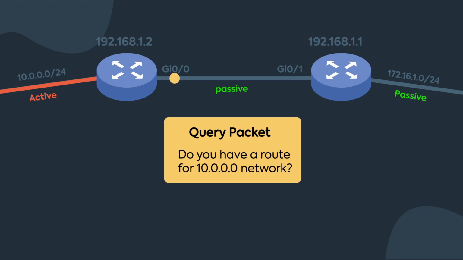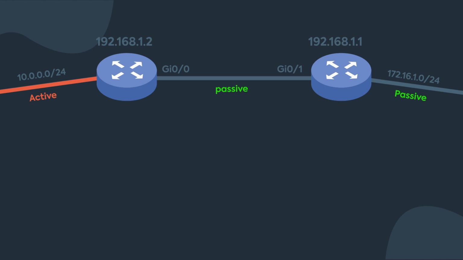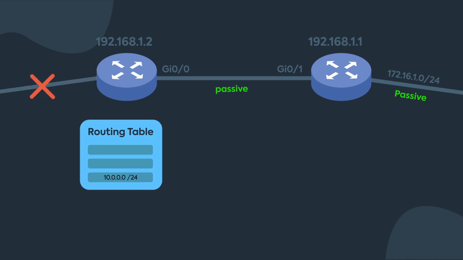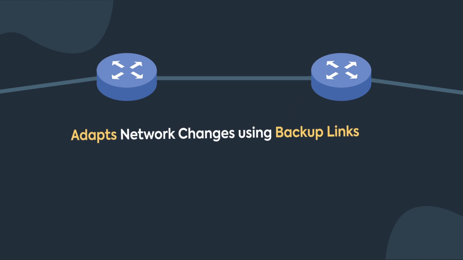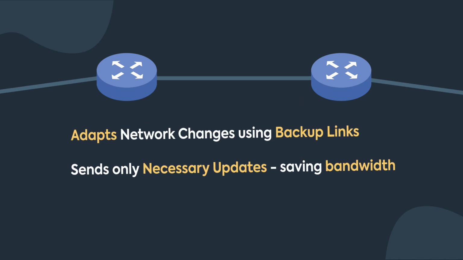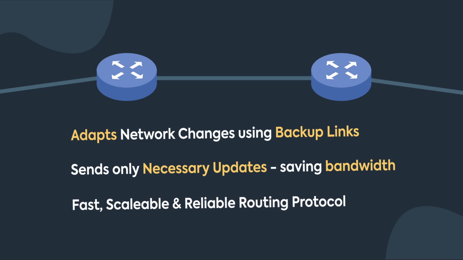And the router sends a query packet to its neighbor regarding the alternative routes. If the route is available, the router replies. However, if there is no route available, it is considered a dead network, and the network is removed from the routing table. So to summarize, EIGRP quickly adapts to network changes by using a backup link and sending only the necessary update, making it a fast, scalable, and reliable routing protocol.